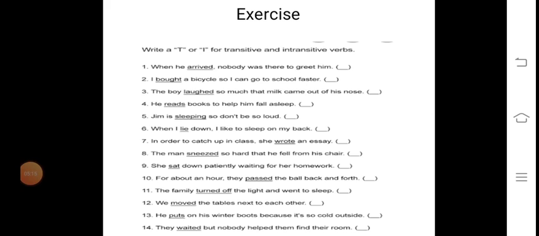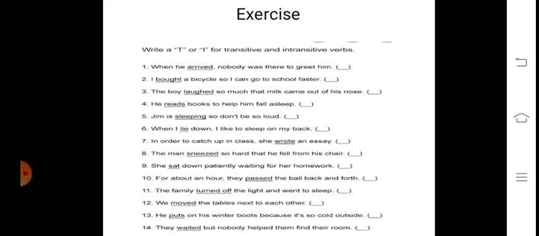Now see the exercise over here. We will discuss the exercise together. See the first example. You can later on copy down the exercise in your notebook. See the first example. When he arrived, nobody was there to greet him.